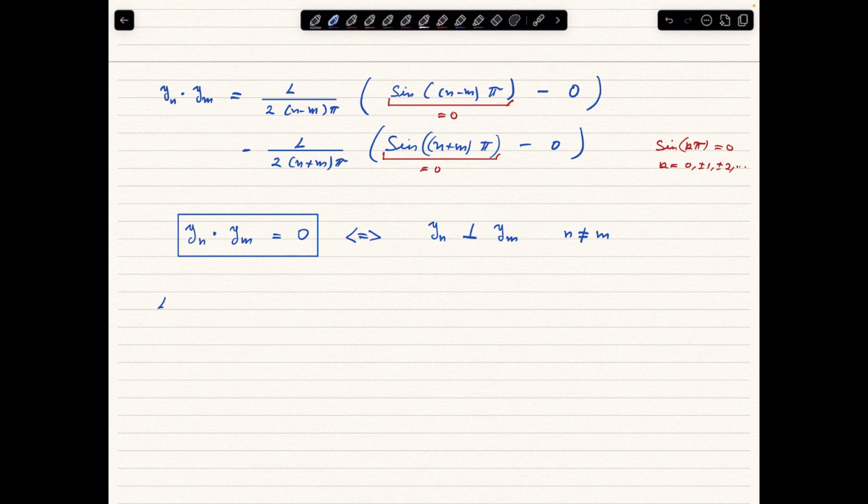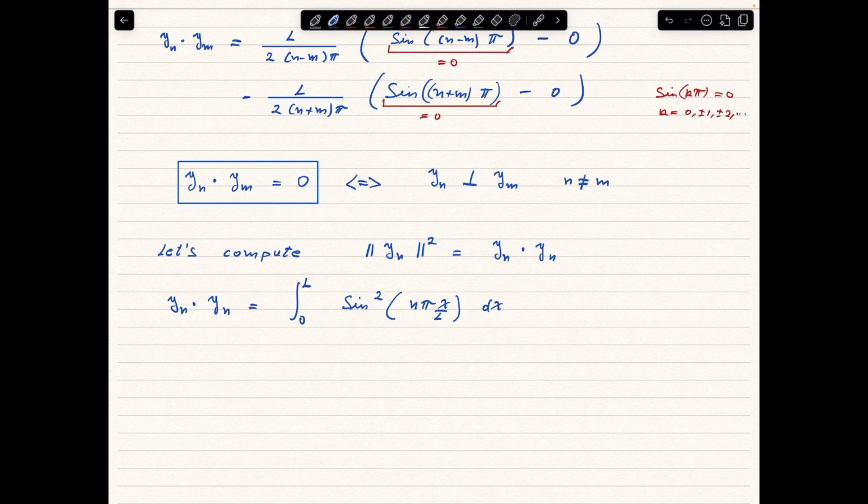So let's compute the length squared of yn, which is nothing more than yn dot yn. So we need to do the same calculation, but now with the same value of n. So yn dot yn is nothing more than the integral from 0 to L of a sine function, sine squared of n pi x over L dx.